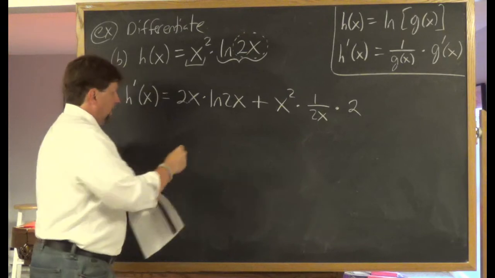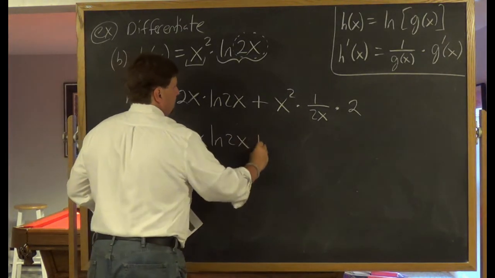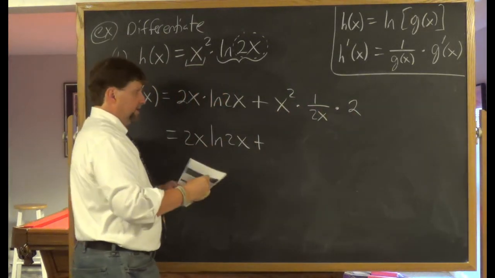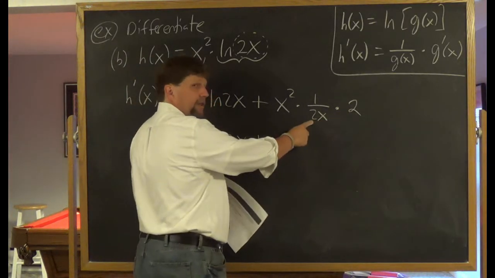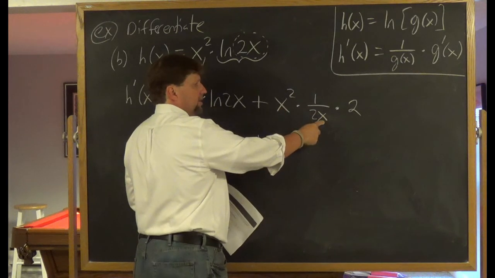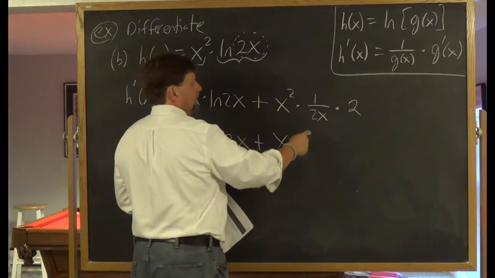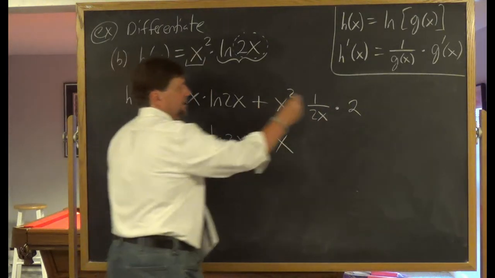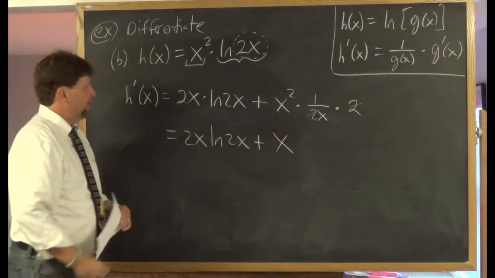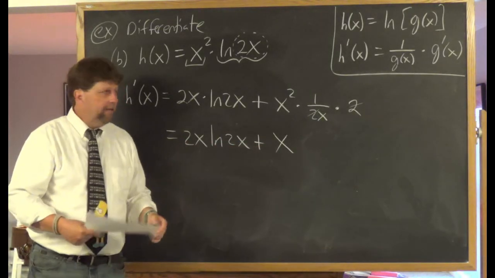And you know, if you want, you could clean this up just a little. This is 2x ln 2x. But if you multiply all this junk together and you cancel what will cancel, the 2 will cancel with this 2. This x squared, well, one of those x's, an x squared, would cancel with that x down there. So x squared times 1 over 2x times 2 simplifies to x. Okay, 2's cancel out, and that cancels with that. Boop, that's it. So that's it for part B. That's the derivative. I'm going to leave it in that form.